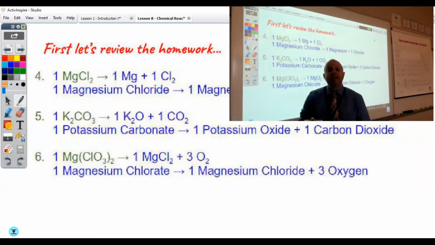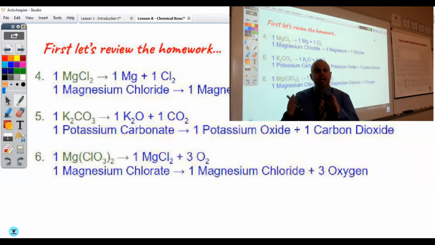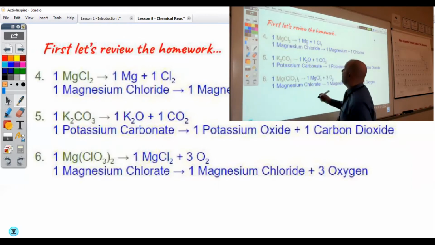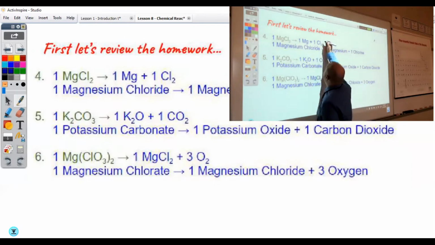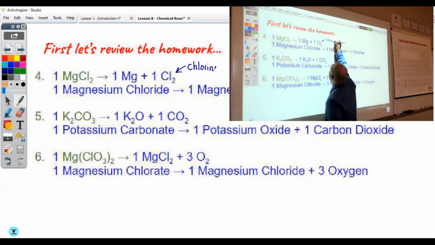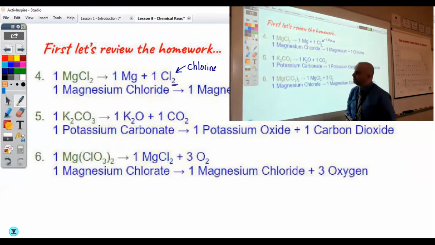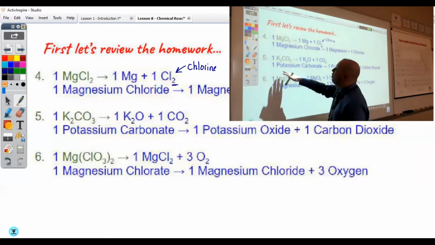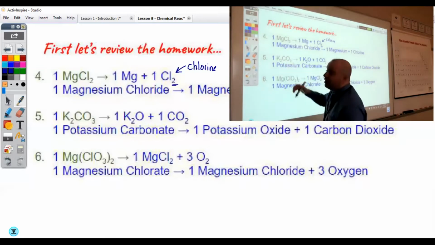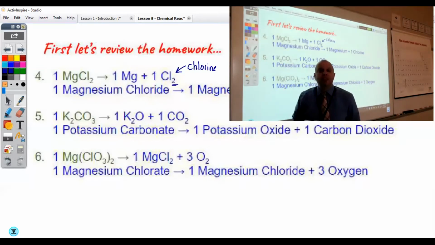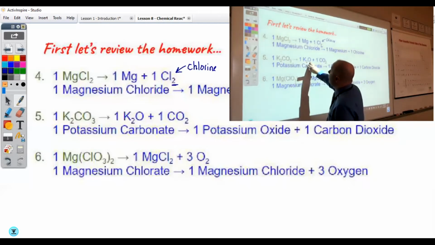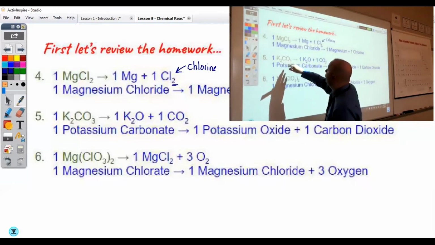Now, this is a decomposition reaction where we have a compound breaking down into the individual elements that make up that compound. Remember that when we have chlorine, we have a diatomic, so it has to be written with this 2 down below here. In our second example, question number 5, we had potassium carbonate. Carbonates, remember, break down into carbon dioxide, and then what's left over is our metal oxide, in this case, K2O.